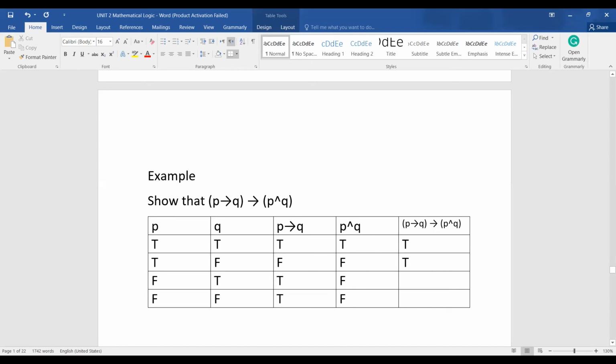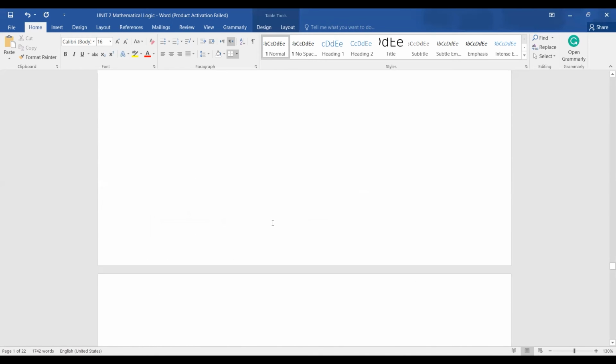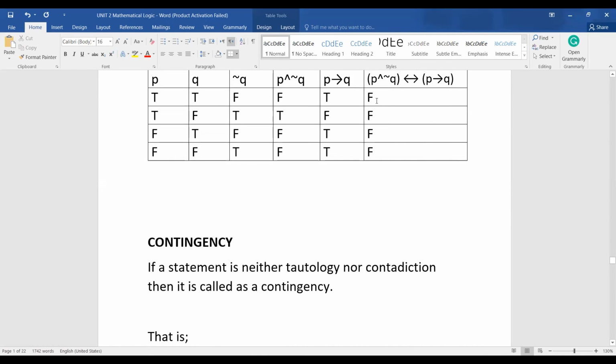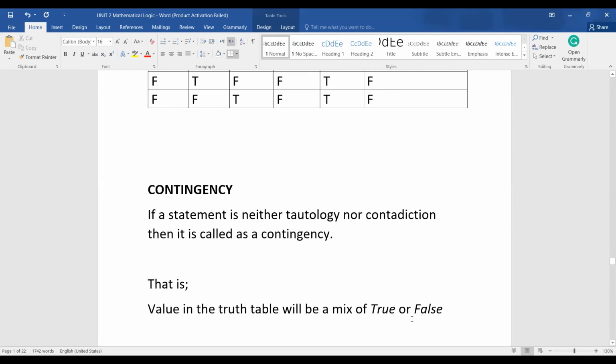This question actually has a mistake in it, given by the teacher himself, so that's why I'm skipping this part. But you need to understand that for contingency, in the truth table, the last column would be a mixture of true and false values. It won't be whole false and it won't be whole true.